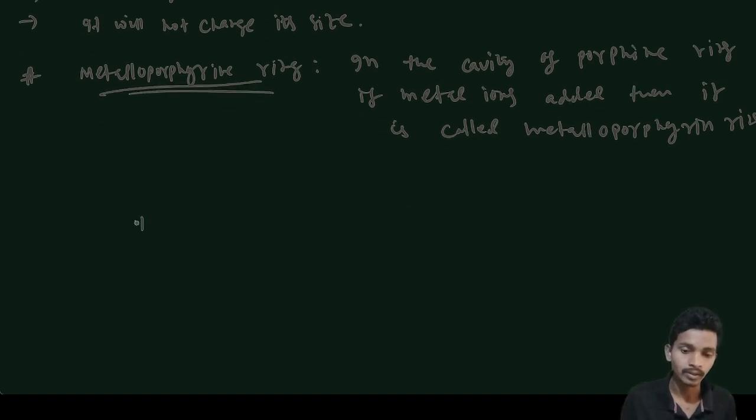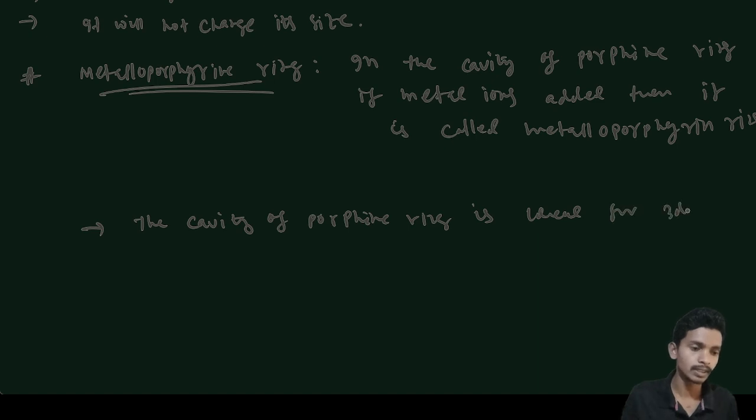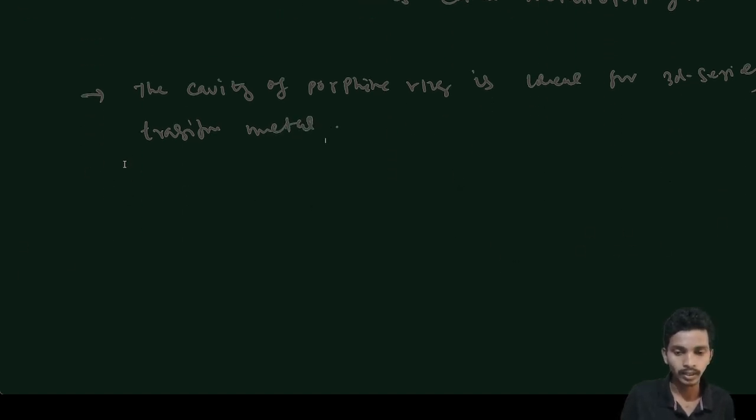Okay, and this cavity of the metalloporphyrin ring is ideal for the 3D series transition metals. Okay, so that follows the series given by Irving Williams.